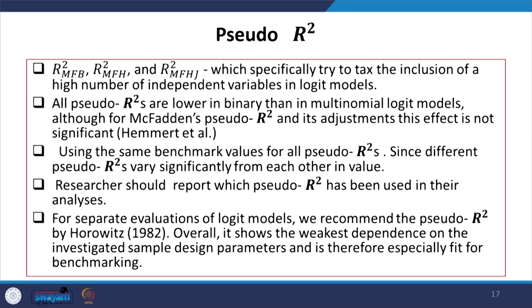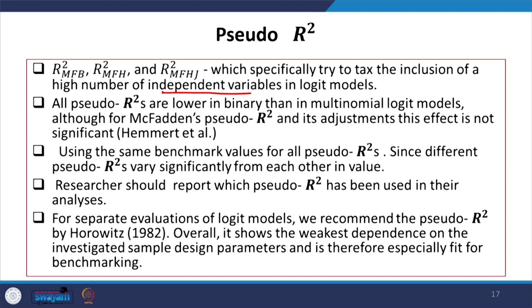So, McFadden and others, like the R square of these MFP, MFH as we have mentioned in this table, and MFHJ, specifically try to tax the inclusion of a high number of independent variables in a logit model. Also, like we discussed about adjusted R square and R square, it includes degrees of freedom. The number of variables included in the model are also adjusted, as with adjusted R square. Similarly, here also there are different suggestions given.